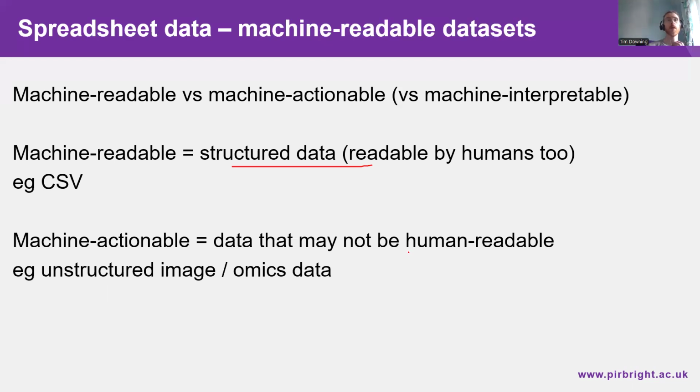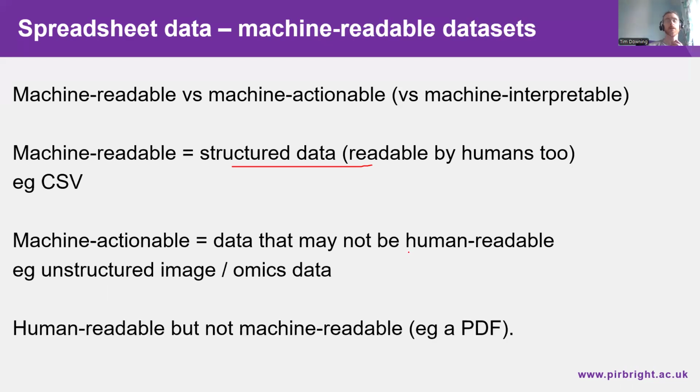And what we want to avoid is recording our data sets, storing our data sets, or even publishing our data sets in PDF format, because that's human readable but not machine readable. And you see a lot of journals in particular publishing things as PDF, which means it's really challenging to extract that information.